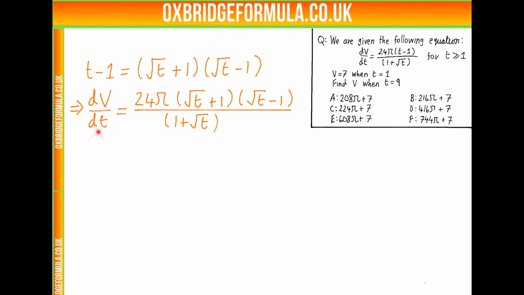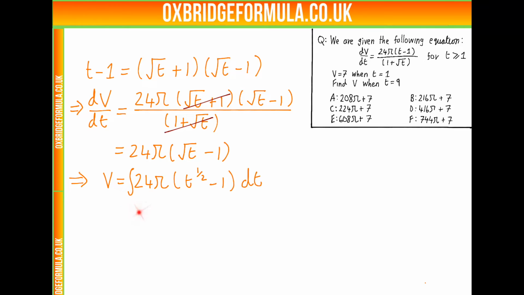So we've got dv by dt is equal to 24 pi times (root t plus 1) times (root t minus 1) all over 1 plus root t. You can probably see why this has helped us now, because these two things both cancel. And so we have dv by dt is 24 pi times (root t minus 1). Now we can follow our instinct. We can integrate both sides with respect to t, happily, because we know we can integrate this.